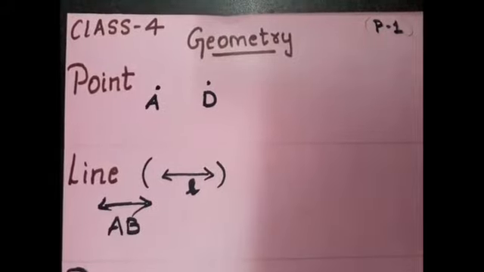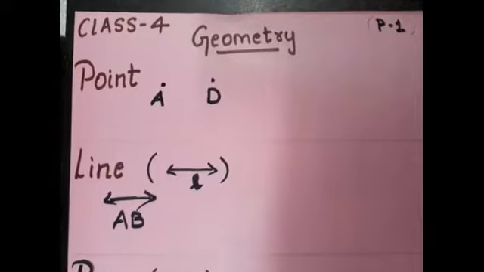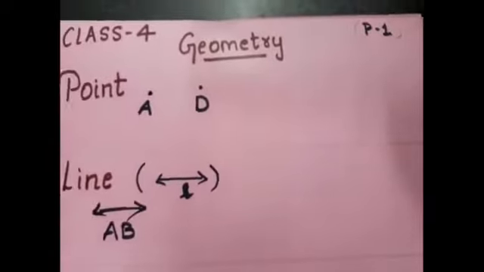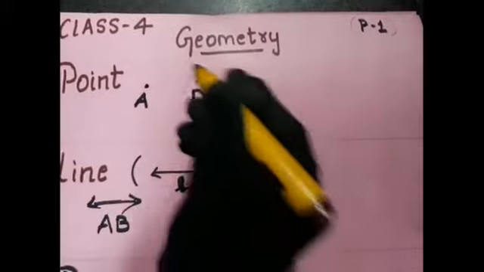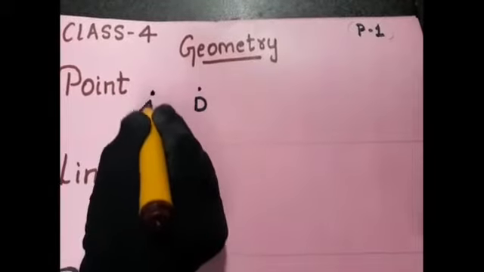So today we are taking geometry. First of all, in geometry we have point. What is a point? A point is an exact position or location in space. Now this is a point. I name it with a capital letter A.